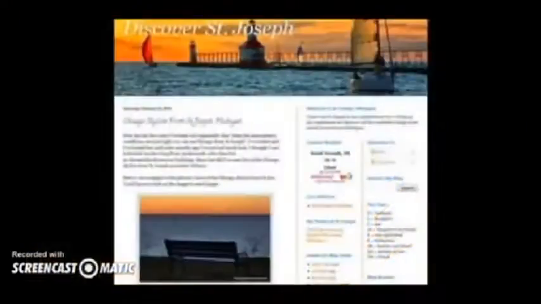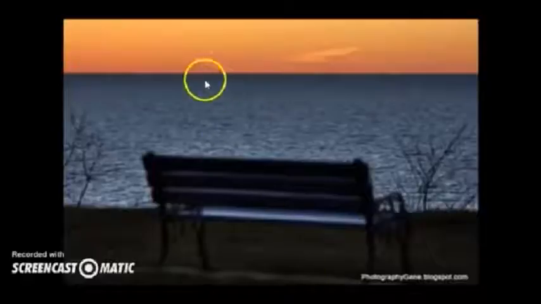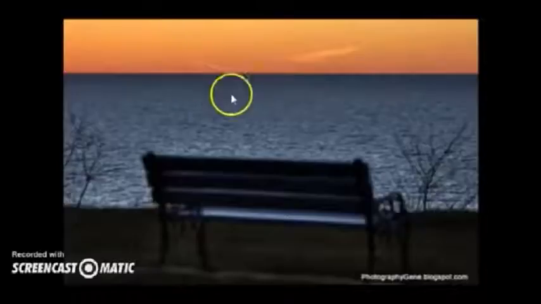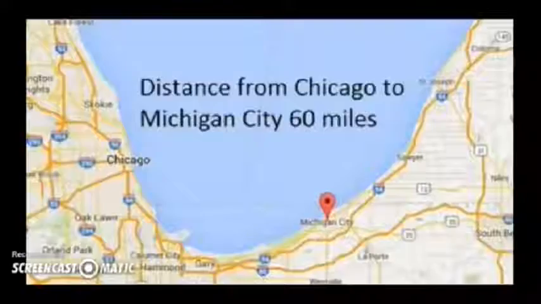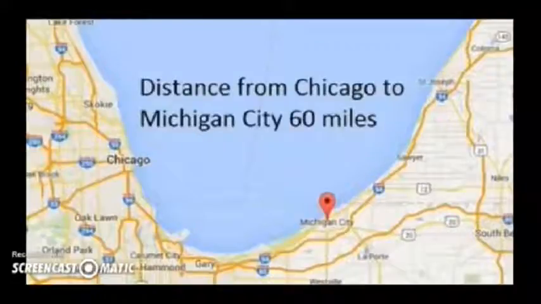And also, to go along with the photo from Stevensville, Michigan, I found an additional photo from even further, a little bit further, at St. Joseph's. Found on this blog here. You can clearly see, again, the Chicago skyline all the way across Lake Michigan. And there was a dispute as far as the distance was concerned from Chicago to Michigan City, Indiana.